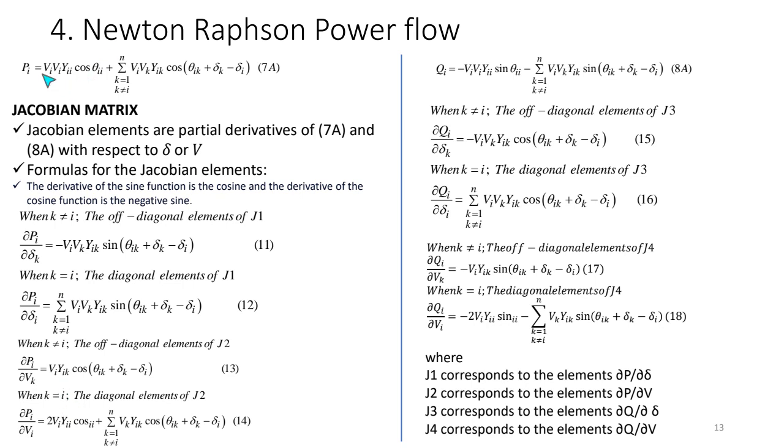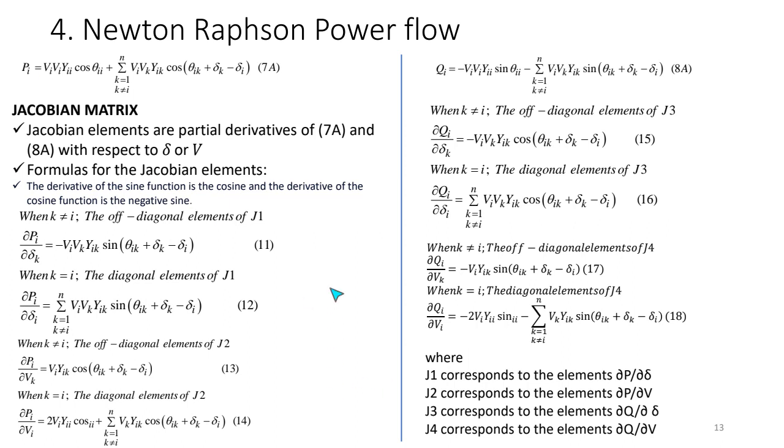Next, we want to derive by Vi. In this case there is a Vi squared term and a Vi term. The Vi squared term, when you take the partial derivative, becomes 2Vi. So we get 2Vi Yii cos of theta ii, and inside the other term Vi becomes 1. So the rest of the term is Vk Yik cos of theta ik plus delta k minus delta i, which is represented as equation 14 when you take the partial derivative of Pi with respect to Vi.